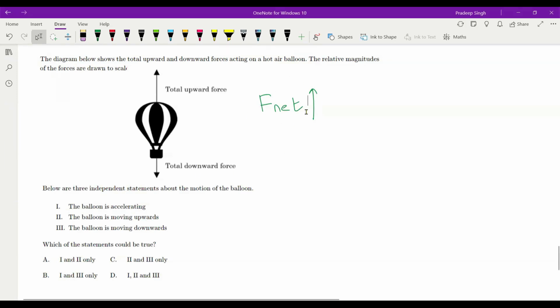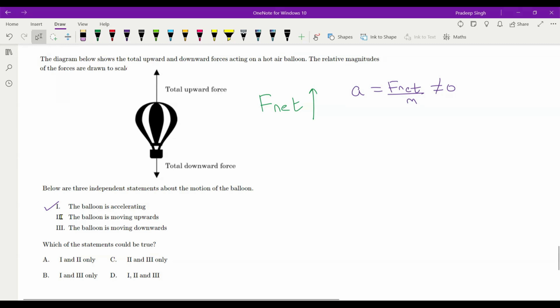Now, since we have a non-zero value of net force, acceleration will be there. Acceleration is net force divided by m. Since net force is not zero, acceleration also will not be zero. Hence, the air balloon is definitely accelerating, which means statement 1 is definitely correct.